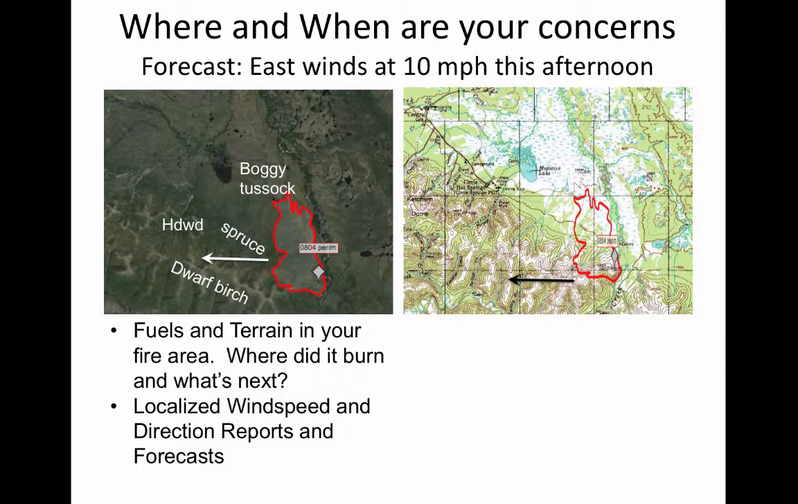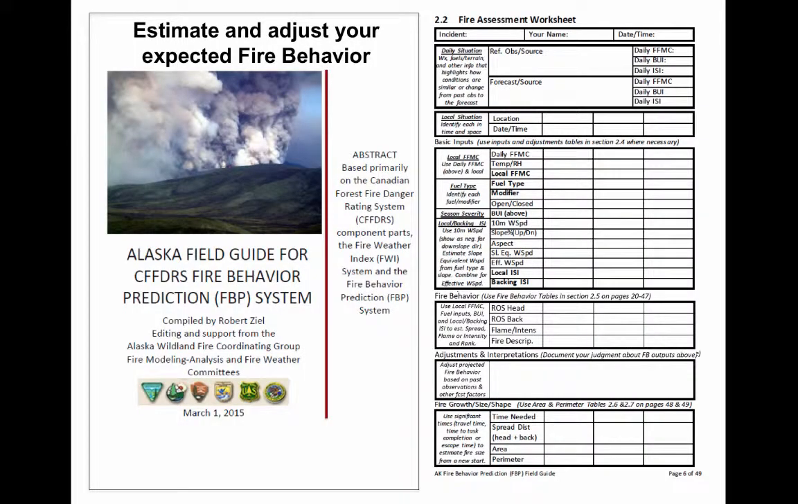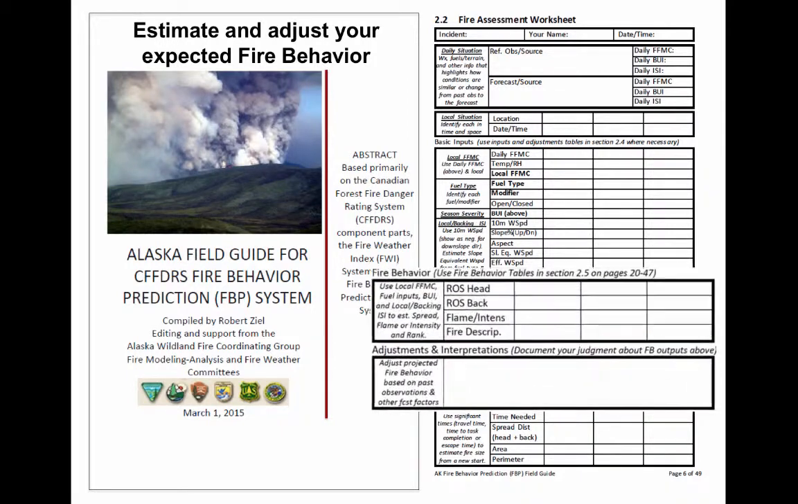It's difficult focusing on what's ahead of you, but photos and maps with current fire perimeters can help you see what and where your fire is likely to burn. Turn the weather forecast into expected wind speeds and directions for your fire situation. Make sure that the forecasted FFMC and BUI are right for your fire area, and then combine your expectations for wind and fuel moisture into the ISI you expect for today and tomorrow. Ultimately, you will use this information to estimate, adjust, and interpret the expected fire behavior.